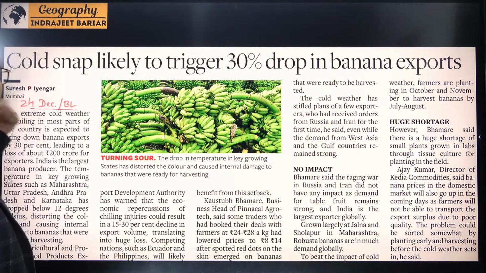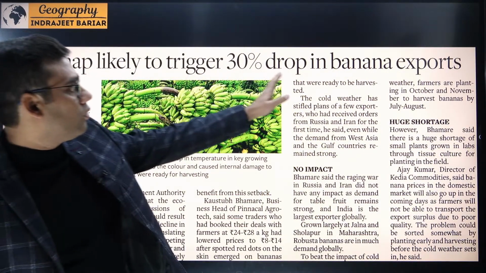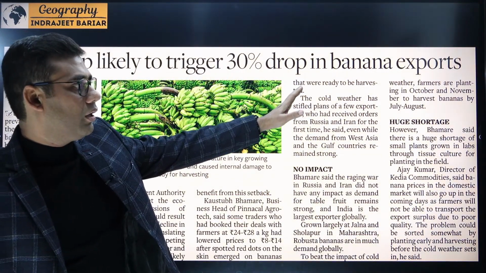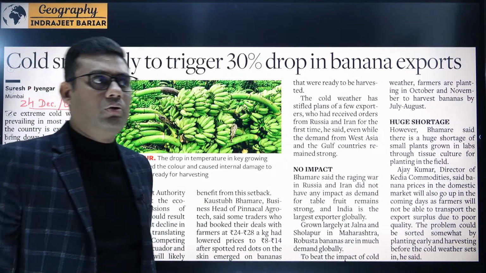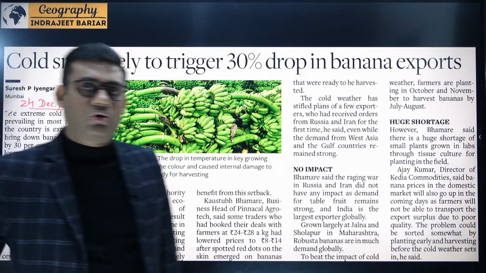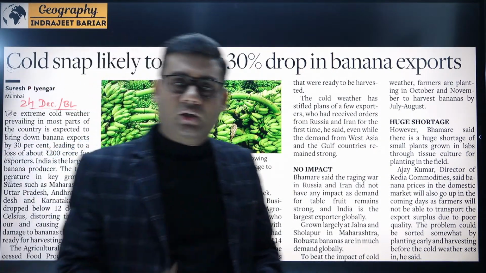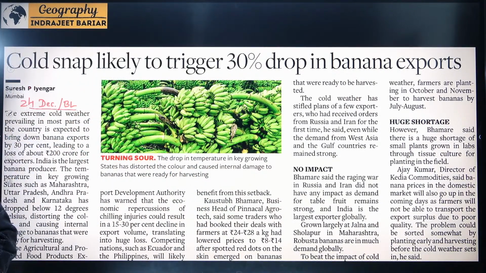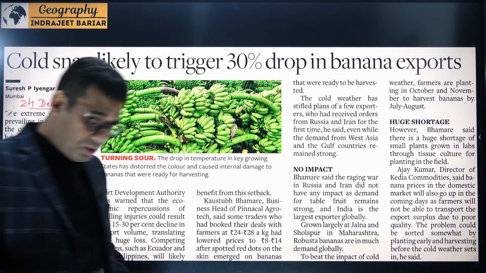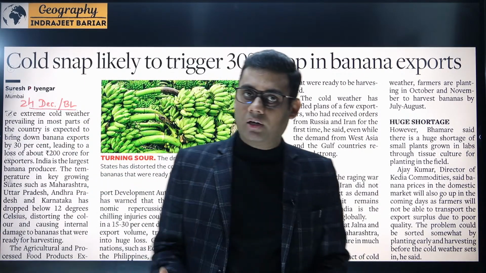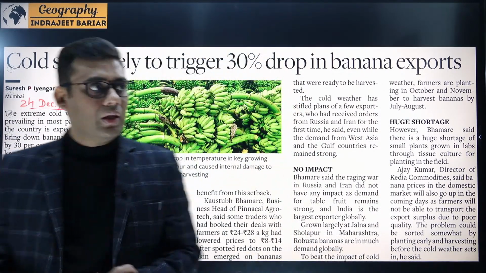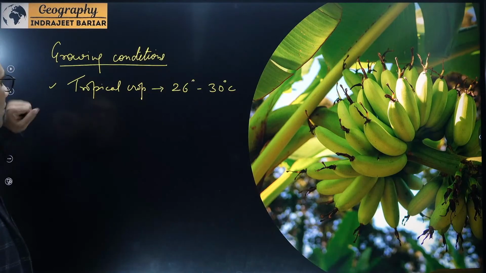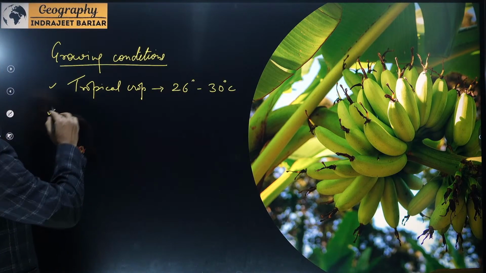And that is where you see cold snap likely to trigger 30% drop in banana exports. During its growth period, if the temperature drops, the threshold is taken to be 14 degrees Celsius. Below 14 degrees Celsius, it extremely hampers the growth of the banana. It can damage banana also. So the first thing is banana being a tropical crop.